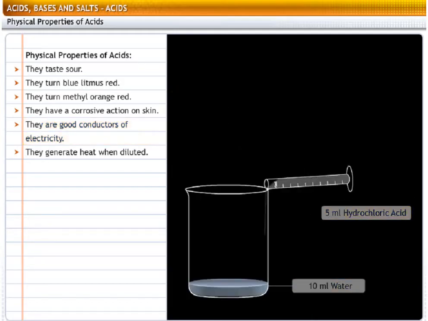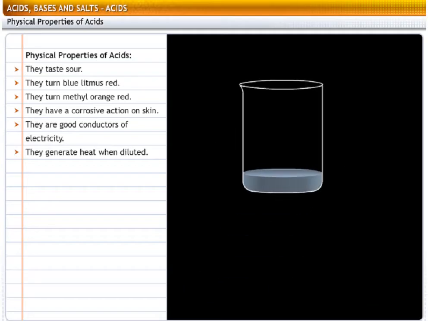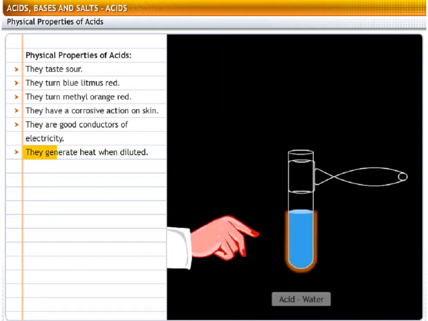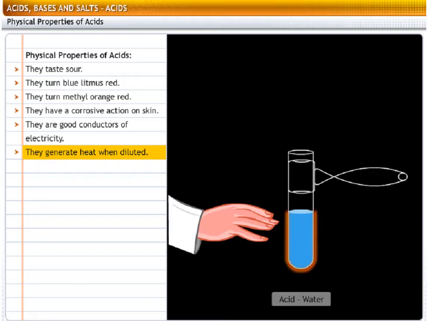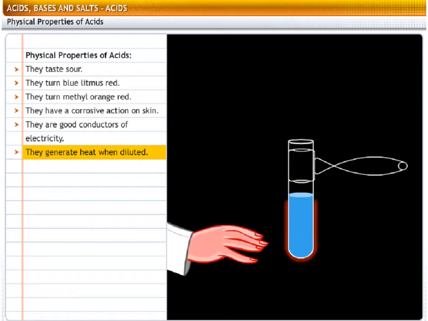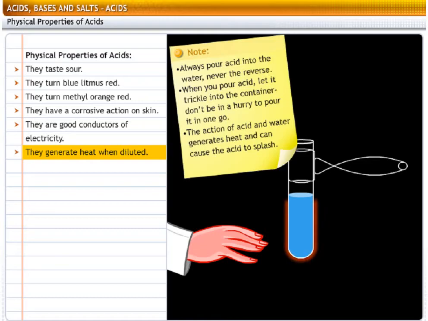Mixing an acid with water reduces the concentration of hydronium ions of the acid per unit volume. This is called dilution of acid. Acids generate heat when they are diluted. This is because the action of acids with water is exothermic. Take 5 ml of water in a test tube and carefully add sulphuric acid to it. Now shake the test tube and touch its base. The base will feel hot, indicating that a reaction between acid and water is exothermic.